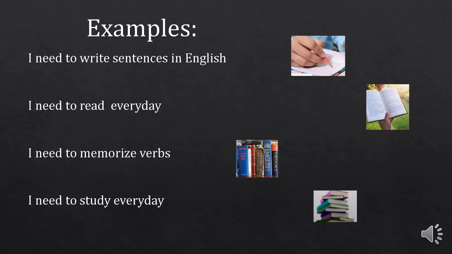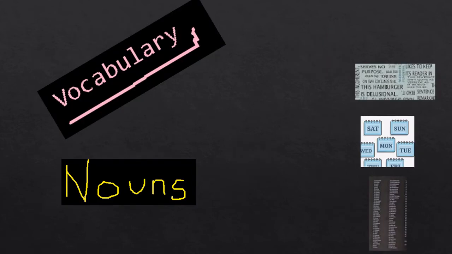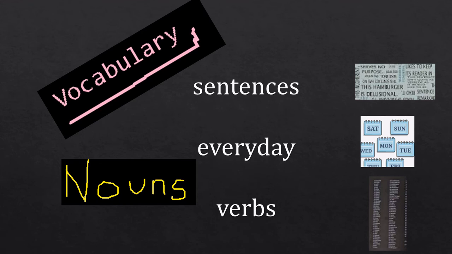For example, I need to write sentences in English. I need to read every day. I need to memorize verbs. I need to study every day. Next one, vocabulary. Sentences every day, verbs.